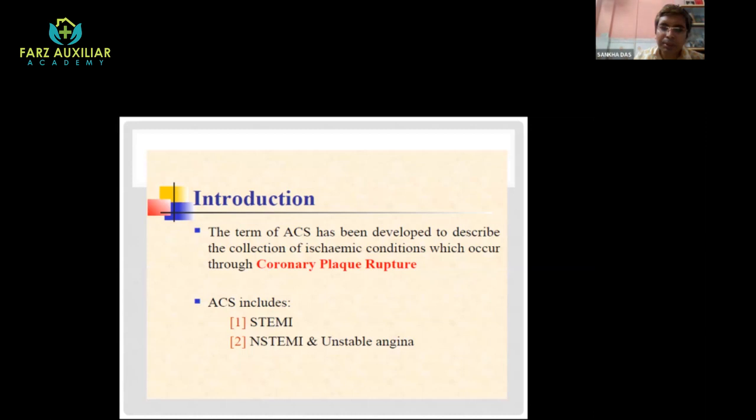ST elevation in the precordial leads, either the anterior leads, the inferior leads, or the lateral leads. It has been defined as more than 1 millimeter ST elevation in the limb leads, or more than 2 millimeter ST elevation in the precordial leads. Ideally, it should be in contiguous leads that show ST elevation, which we call an ST elevation MI or STEMI. Any patient who develops a new onset left bundle branch block can also have an MI, which is equivalent to an ST elevation MI or STEMI.